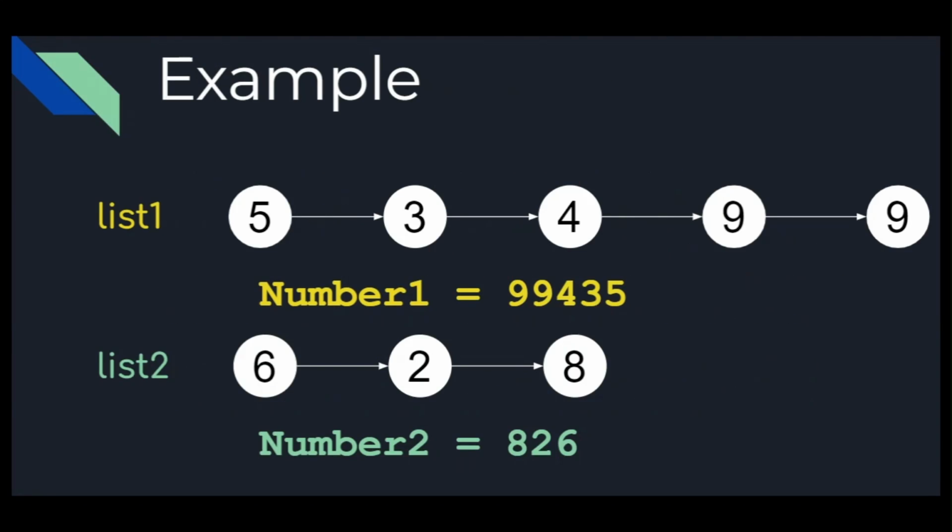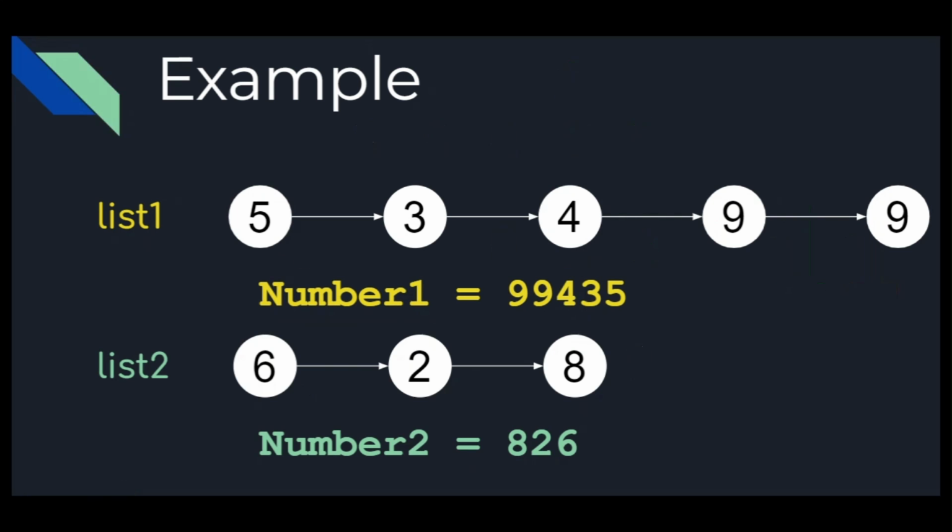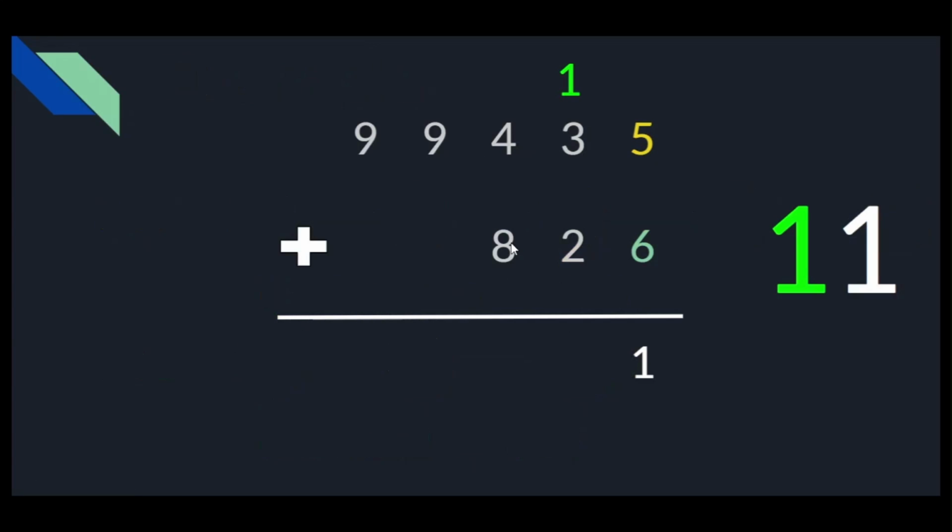Let's take this example. So the list one has 5 nodes where the first node has value 5, second node has value 3 and so on. So the number represented by list 1 will be 99435. Similarly, list 2 has 3 nodes which are 6, 2 and 8 respectively. So the number will be 826. Now we need to add both of these numbers which are 99435 and 826. So I have written 99435 and 826.